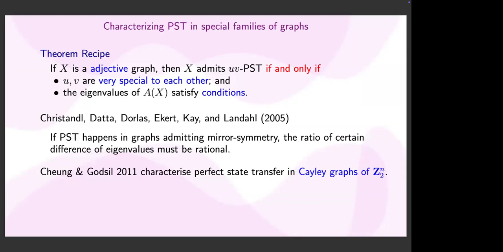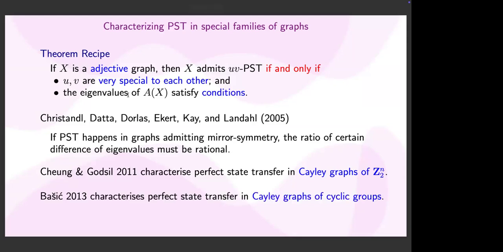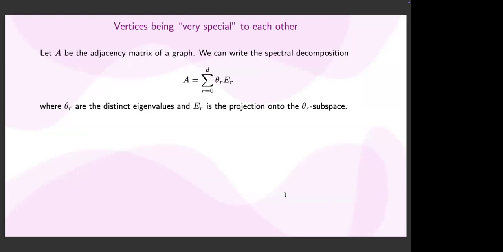And then they did this in various Cayley graphs where they again came across this recipe. And over 3 papers, they characterized this for Cayley graphs of cyclic groups. So there were some difficulties, but basically from looking at it in special families, people were eventually able to say what it means for those two vertices to be able to have perfect state transfer.